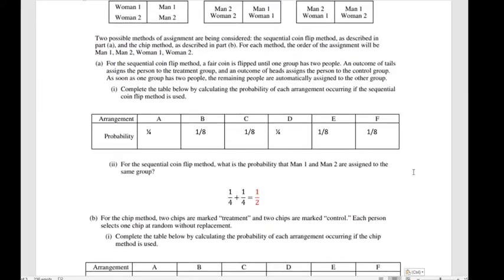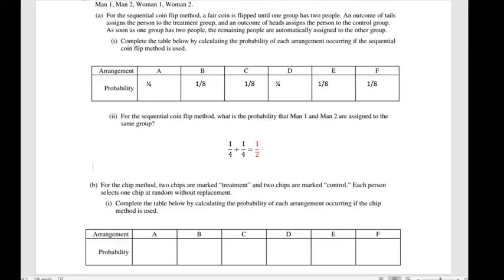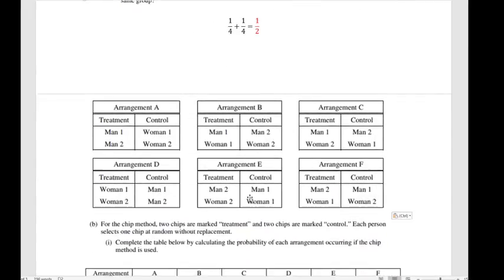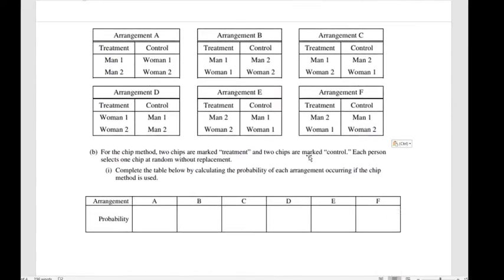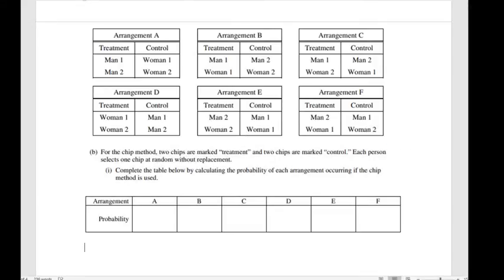So for this one, I am going to go ahead and copy the table of arrangements again so that we can see that and work with that. All right, and I'm going to put a reminder to myself. Our order here is man 1, man 2, woman 1, and woman 2.